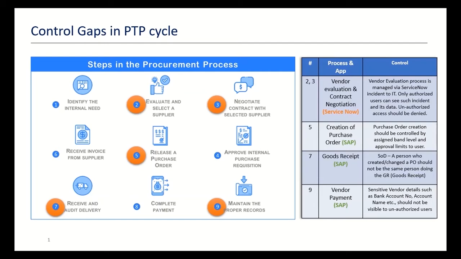Like, for example, if you are the person who's creating a PO, you should not be the same person receiving the GR or confirming the GR receipt. Or if you are the person creating a vendor, you should not be the person releasing the payment to the vendor. So like this, we have multiple scenarios where you need to have the duties segregated. So we will demonstrate that aspect in one of the use cases using GR.